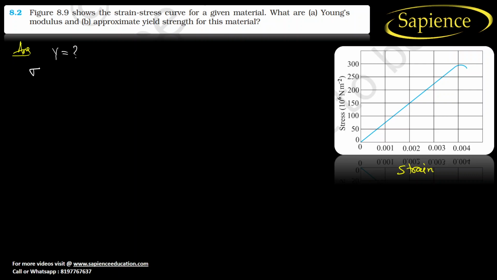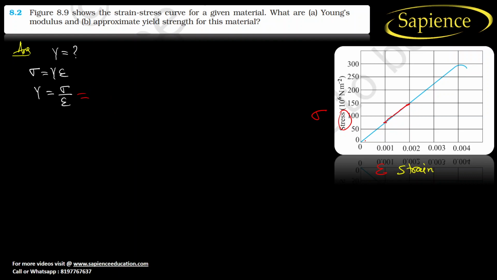So as we know, the formula is stress equals Young's modulus of elasticity times strain. So from here, Young's modulus of elasticity is equal to stress by strain. From the figure, stress by strain means what? We want the slope, because this is stress sigma and this is strain. So we want the slope. How will you find the slope?